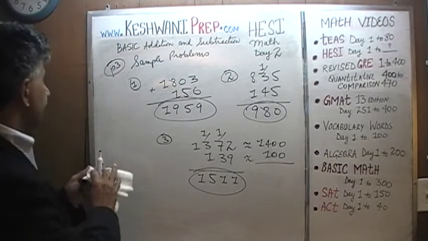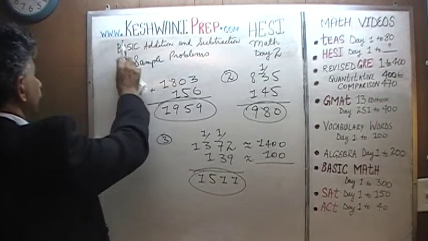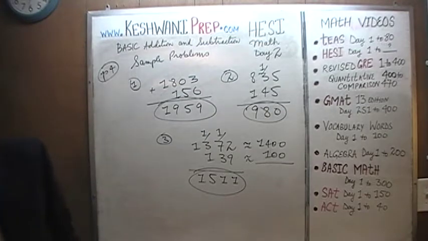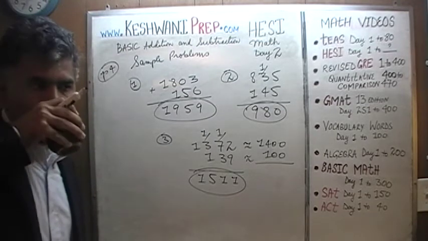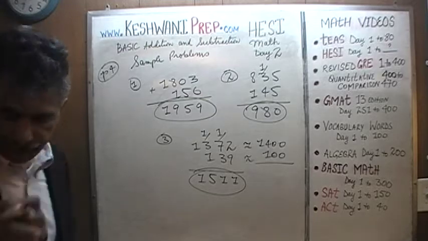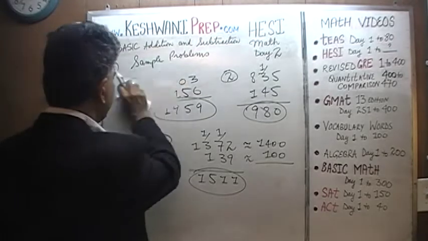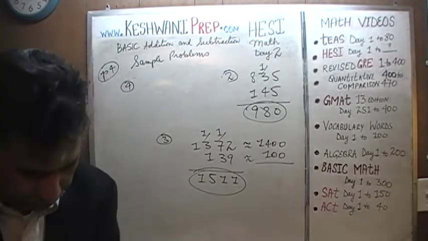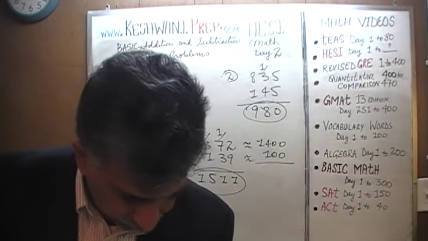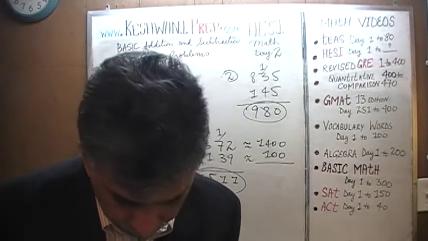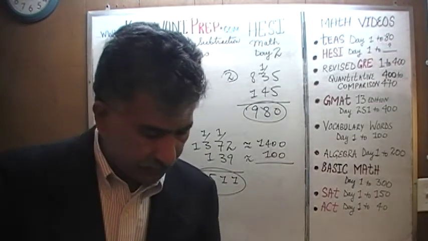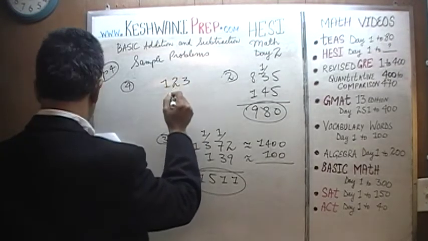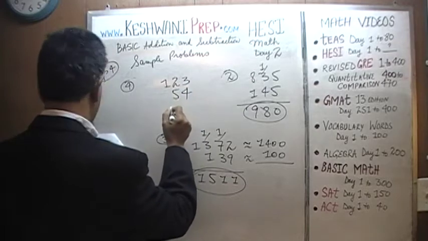Let's go on to the next page, page number 4. Page 4, problem number 4. On this page, we have three numbers that we are being asked to add: 123, 54, and 23.